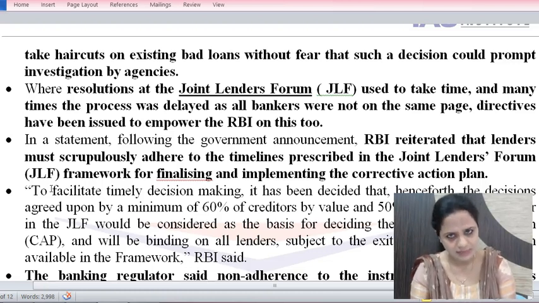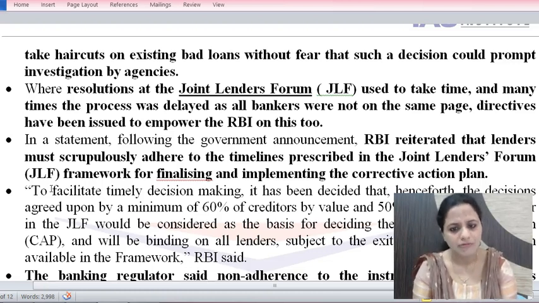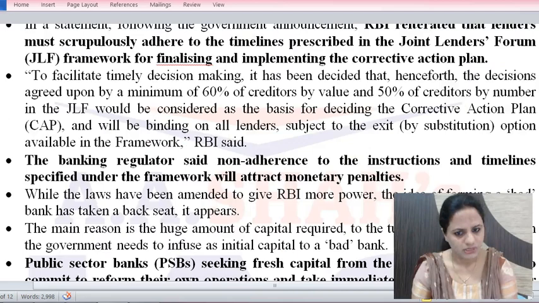So now in this ordinance the RBI has been empowered to take steps in this regard too, and the RBI, after this ordinance, has announced that lenders must adhere to the timelines which have been provided in the joint lenders forum framework and finalize the implementation of CAP, that is the corrective action plan, which is provided by the joint lenders forum, else penalties will also be imposed on the banks. So this has also come forth from the RBI.